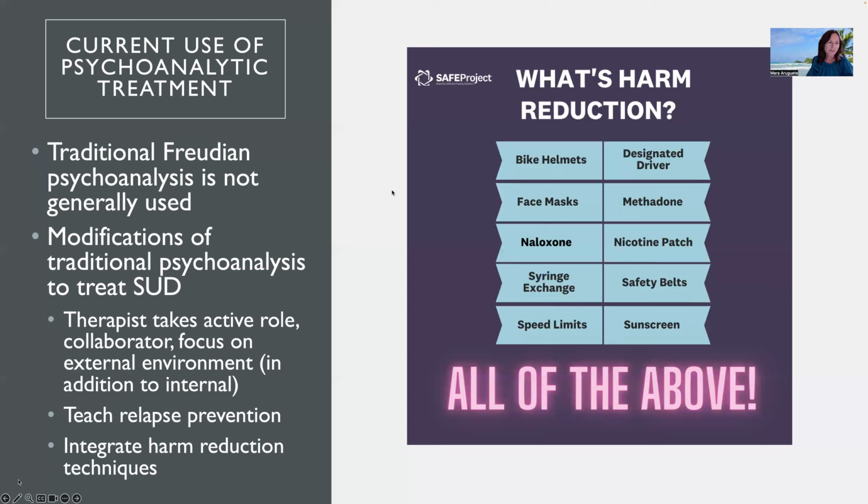Okay, well, the current use of psychoanalytic treatment for substance use disorders, basically, as I was mentioning earlier, this kind of traditional Freudian psychoanalysis where someone's laying on a couch and the therapist is there interpreting the dream interpretation, all free association, all that stuff, unlikely to be used.